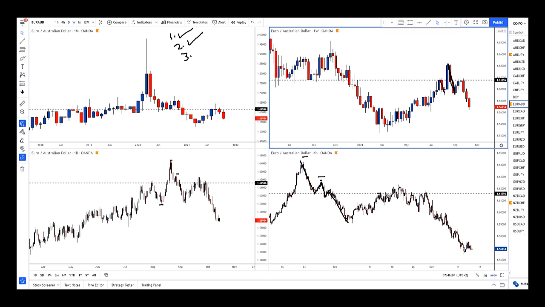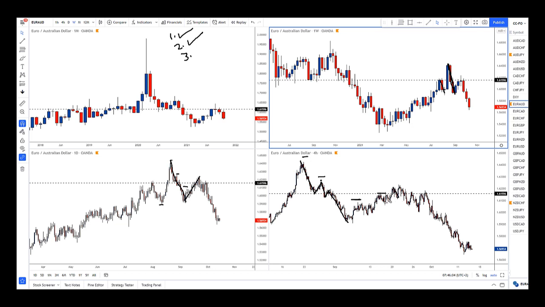Okay, and there are several entries. You know, a 4-hour set and forget. You could say that this is a daily set and forget using the bigger movement. Okay, or you take the 4-hour one. If you don't like taking this as a set and forget, well, you might wait for a swing break.